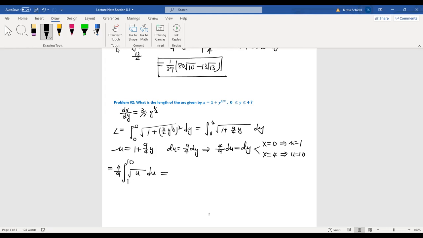So now I'm integrating that. So this will be 8 over 27 u to the 3/2, then you have 10 to the 1. So this will be 8 over 27, and then I have 10 times the square root of 10, minus 1.